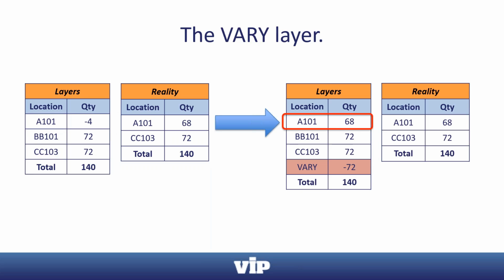And when I do this, this creates a vary layer. This layer is created to keep the layer file and the on-hand file in balance. So any items that have a vary layer will then display in the list of count task variances, and that's what we're using now. We've moved on to the different tile called count task variances.